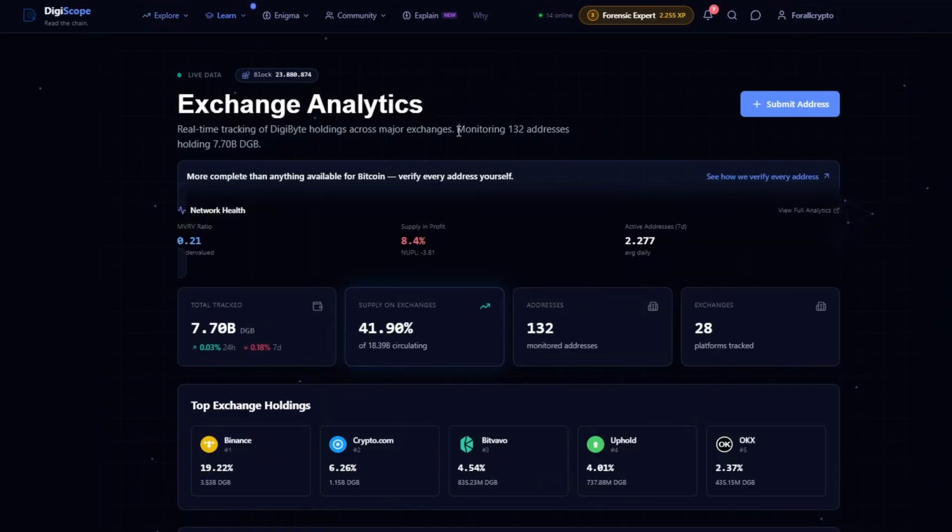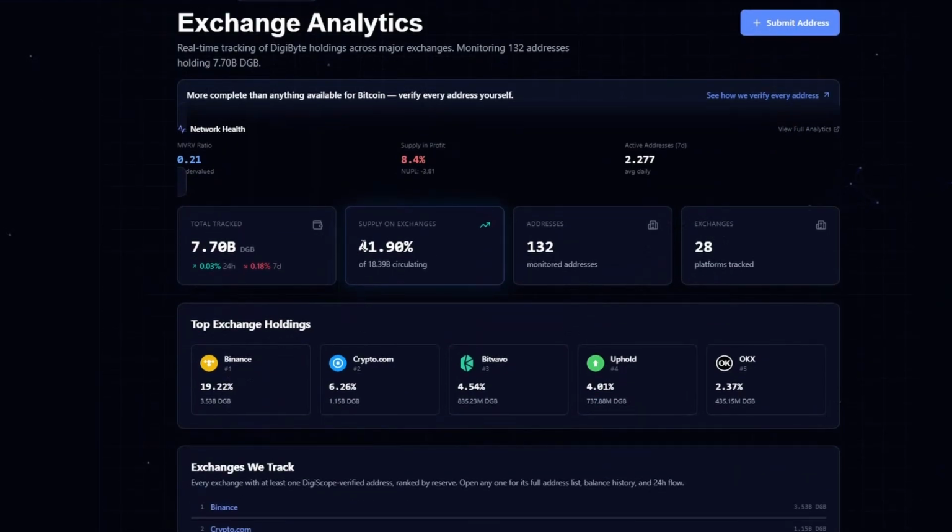You can see it currently monitoring 132 addresses holding over 7 billion DigiByte. And you can already see the network health, the MVRV ratio, supply and profit, and the active addresses. In total, about 8 billion DigiByte are tracked. Around 42% of the supply is on exchanges, and about 28 platforms have been tracked. First place goes to Binance, second place to Crypto.com, and third place to Bitvavo. I don't think this will surprise anyone.